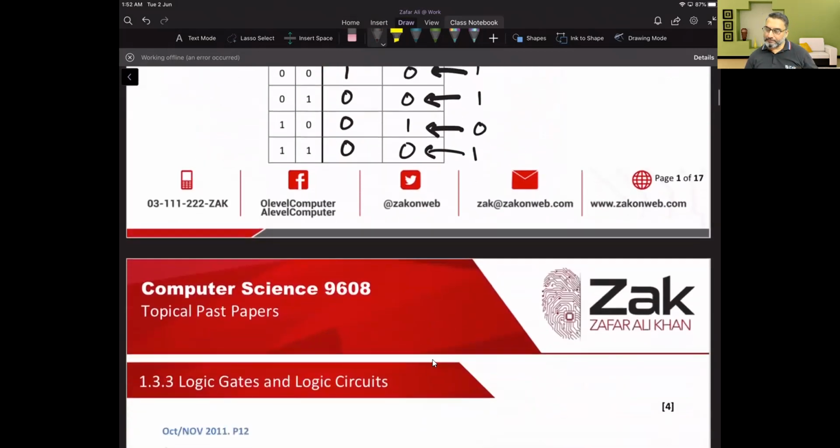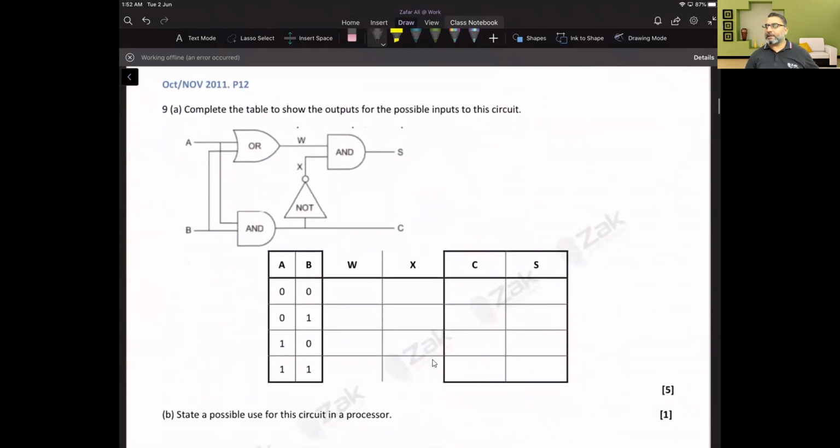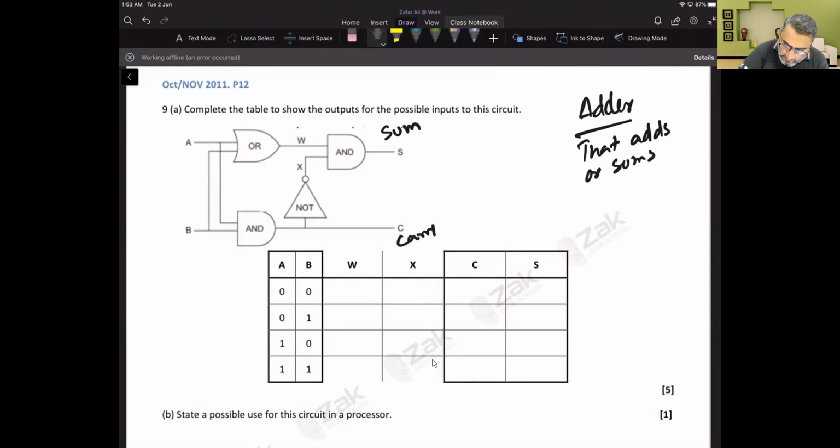Now, next part. Over here, again, there is a circuit with two outputs, but this time the names of the output variables are S and C. S is sum and C is carry. So whenever the outputs are sum and carry, it means this is simply an adder, a circuit that adds or sums inputs. It is found in the ALU. So this is it for O and AS level.